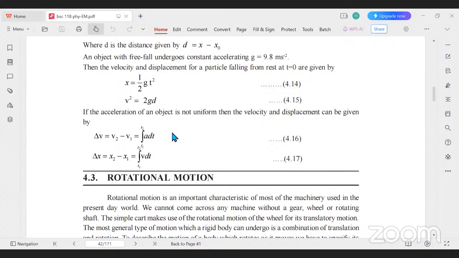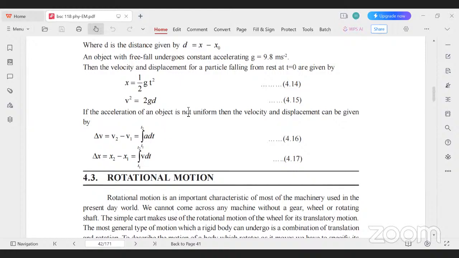So by understanding how the displacement of a particle and of an object can be calculated, here I have taken delta v equals v2 minus v1, that is the integration from t1 to t2 of a dt. Then I can find it for the x-axis. Delta x equals x2 minus x1, that is the integration from t1 to t2 of v dt.